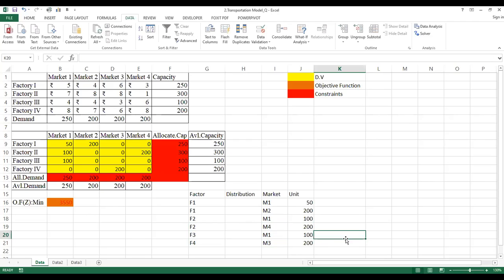Correct? So factory 1 should not send any product to market 3 and market 4. Factory 1 is only focusing on market 1 and market 2. No need to focus on anything else, even if anybody is getting orders. Factory 2, again, market 1 and market 4, no need to focus on this. If you adopt this distribution network, what will happen? Cost minimization for the company. Yeah, total cost will be very good.